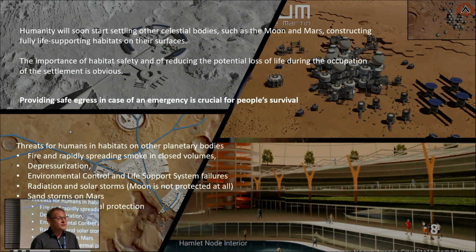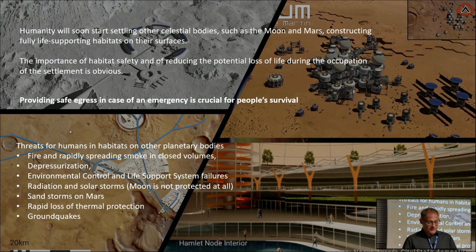There are various threats for humans in habitats on other planetary bodies, like fire, rapidly spreading smoke in closed volumes, depressurization, environmental control and life support system failures, radiation and solar storms, especially on the Moon, where you have no protective atmosphere, sandstorms on Mars, and ground quakes, also mostly on Mars.